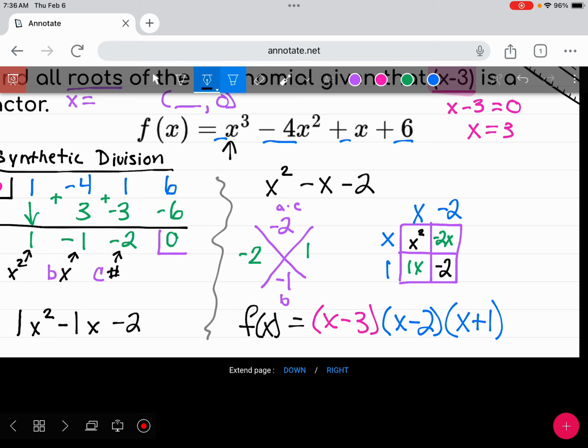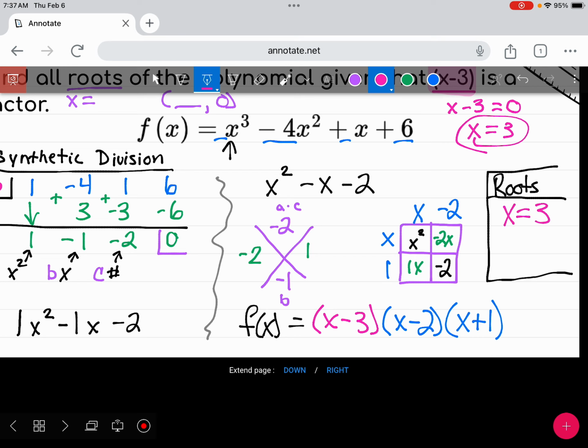But we aren't just asked for fully factored, we want roots. We need to be in factored form in order to find those roots. What are our roots going to be? X equals 3, this one up here. X equals 2. X equals negative 1.